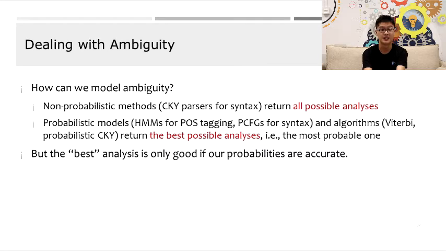So how to deal with this ambiguity? How can we model ambiguity? In the past, there were non-probabilistic methods like Cocke-Younger-Kasami parsers for syntax that return all the possible analyses. In modern times, there are probabilistic models like HMMs for part of speech tagging and PCFGs for syntax, and algorithms that return the best possible analysis, in other words, the most probable one. It will calculate the probability of each guess. But the best analysis is only good if our probabilities are accurate.